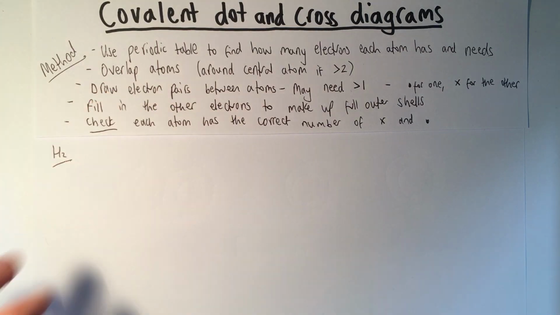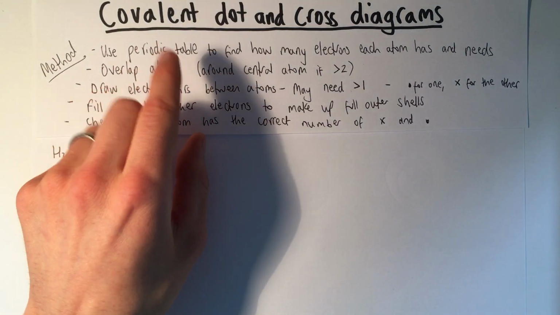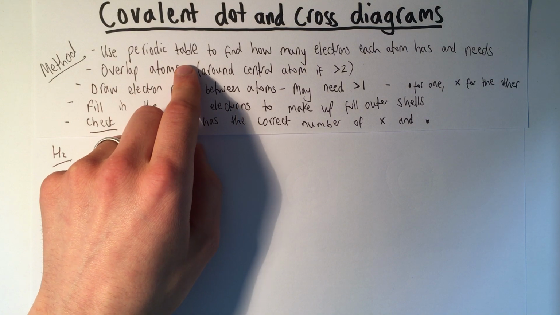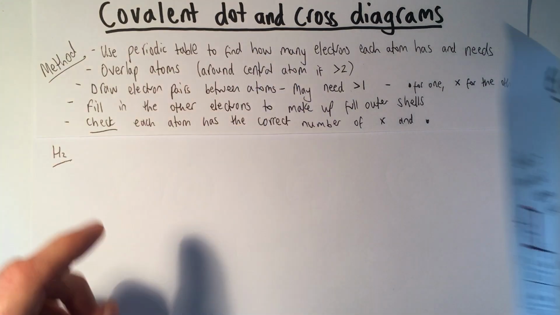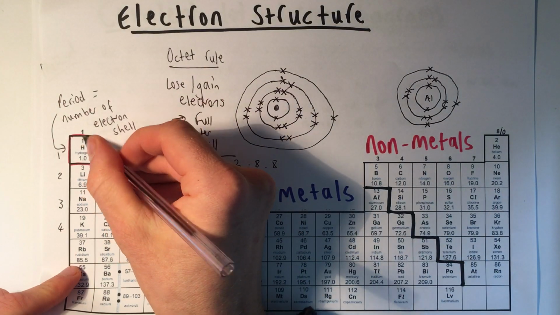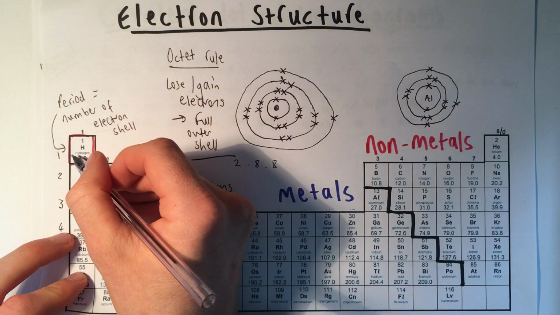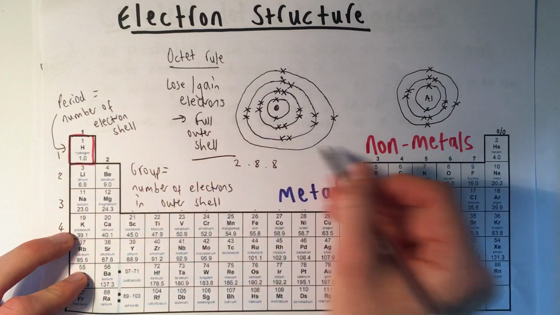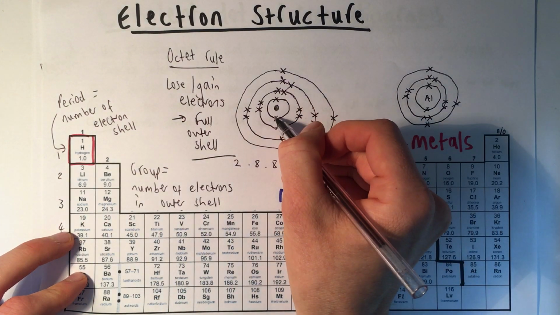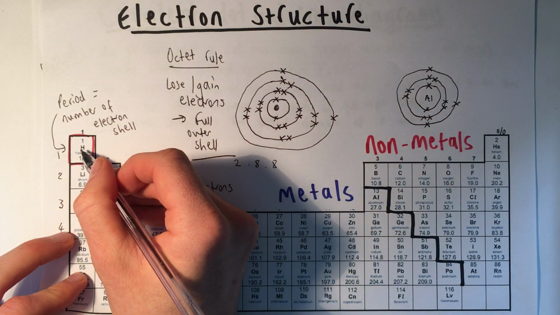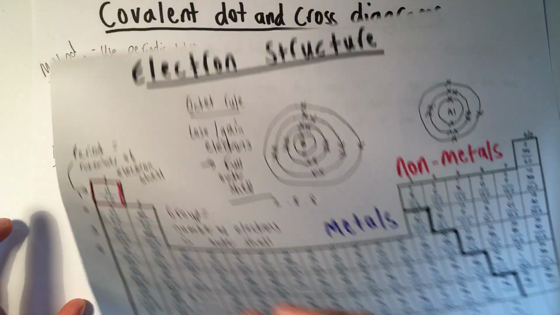First one is hydrogen, which is H2. So I'm going to first of all use the periodic table to find out how many electrons each atom has and needs. Hydrogen's in group 1, so each atom has got one electron in its outer shell. And because it's in the first period, the full outer shell would only have 2 electrons in first shell. So they just need one more electron.